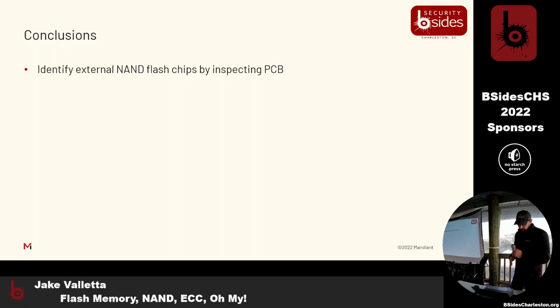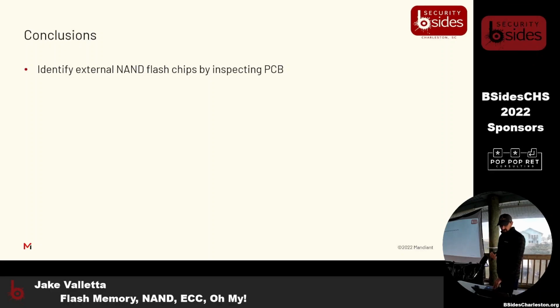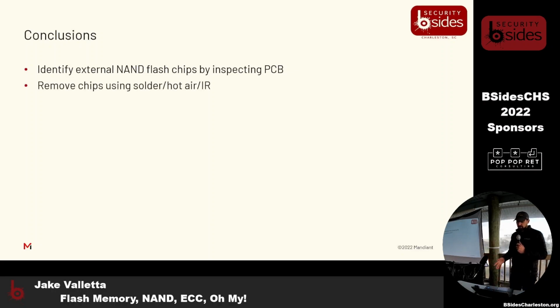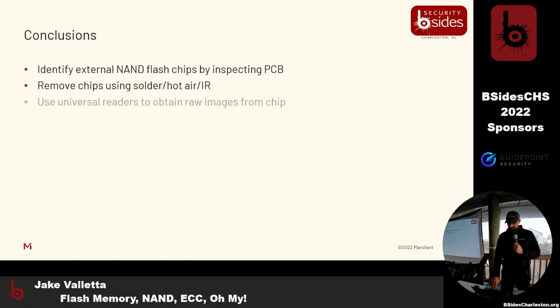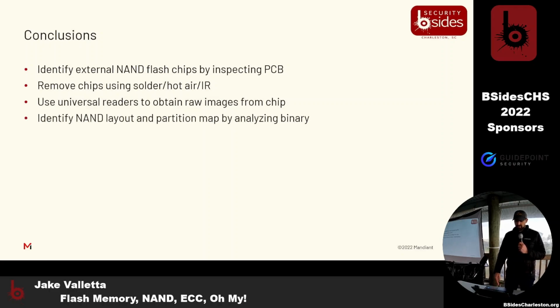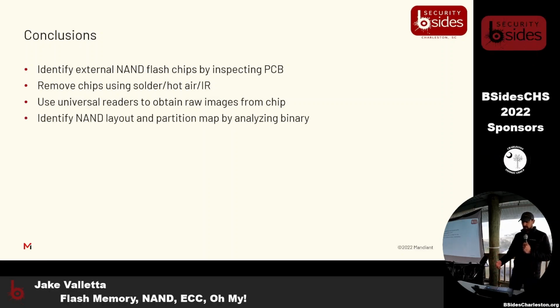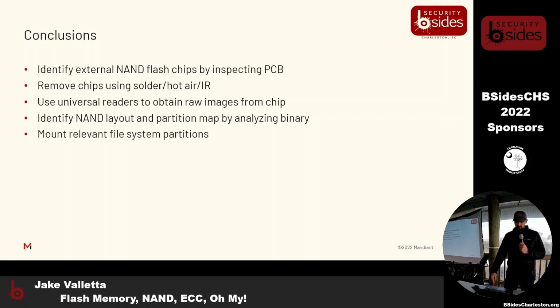Okay, so just to summarize what I talked about and how I would approach this. 1, identify external NAND by inspecting the PCB. 2, remove the chips using solder, hot air, IR, whatever. 3, use a universal reader to get the data off the chip. 4, identify the layout and the partitions by analyzing the binary. 5, mount the relevant file systems.